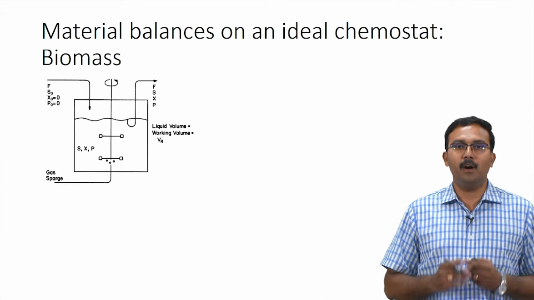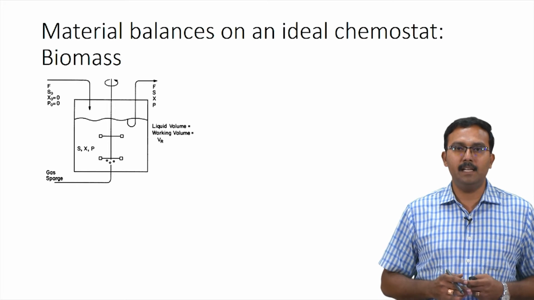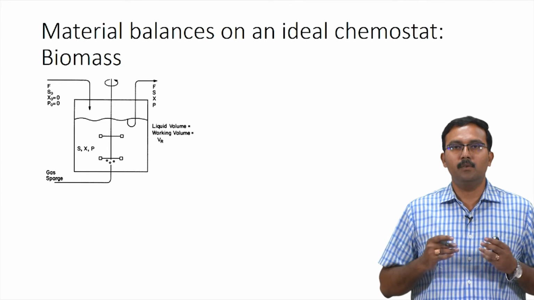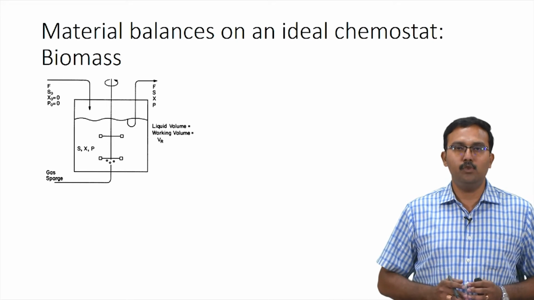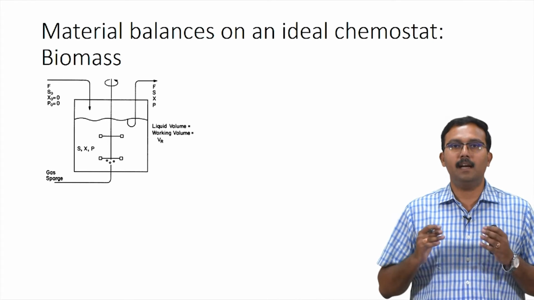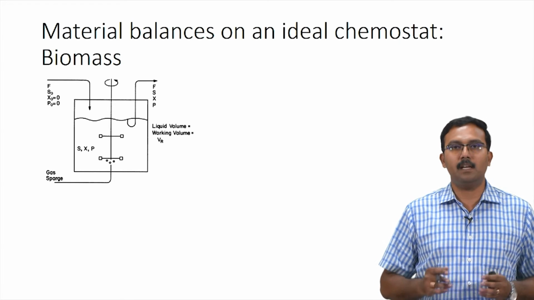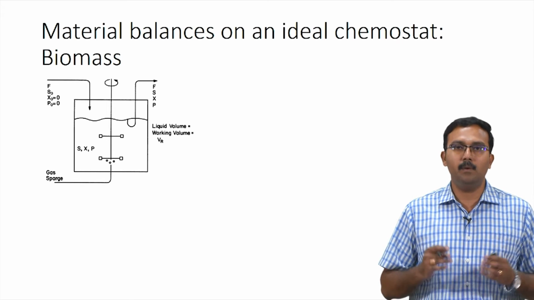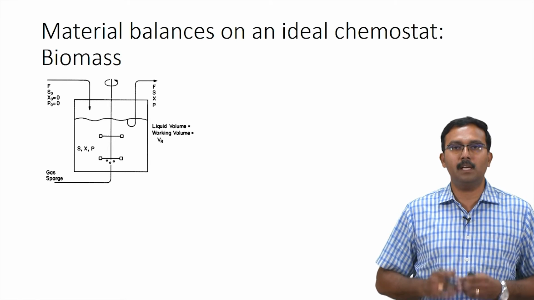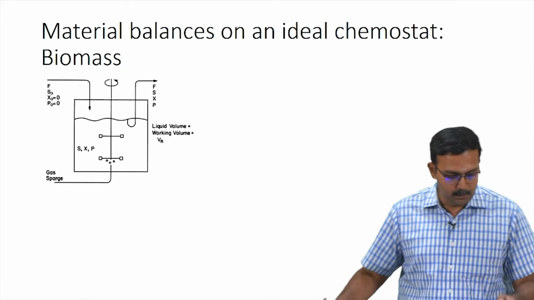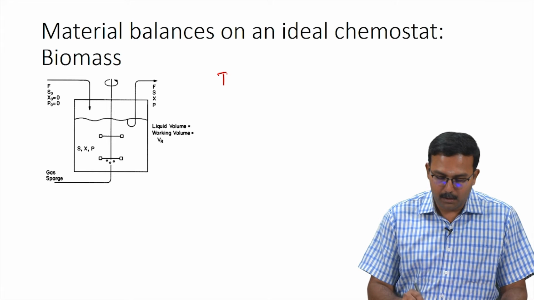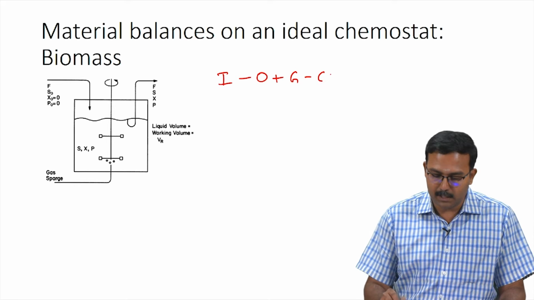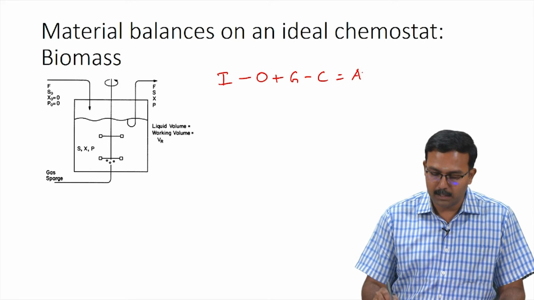So, let us now perform material balances for such an ideal chemostat. The first balance we are going to write is for biomass. Let us assume unsteady state and non-sterile feed for the time being, and then we will cancel out terms based on the assumptions which we make. So, let us start with the balance equation. Just like any material balance equation, it starts with input minus output plus generation minus consumption equals accumulation.